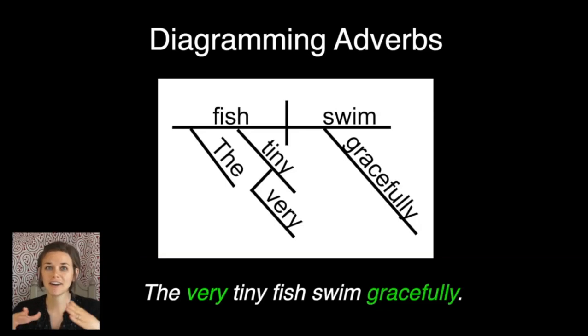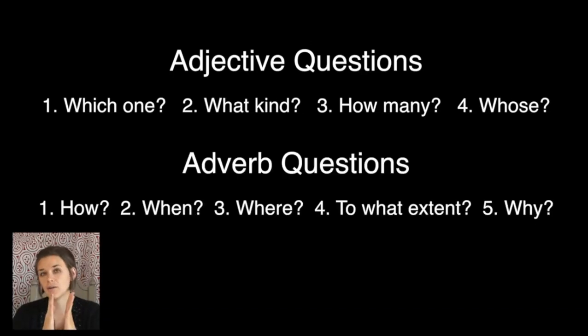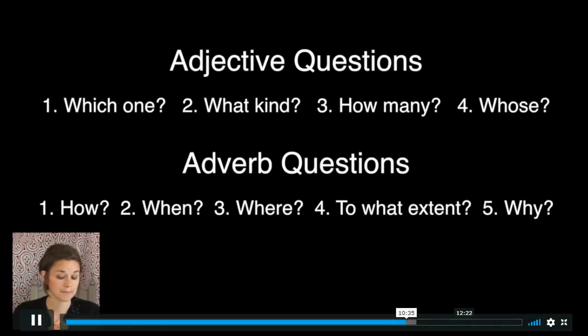You can see now, as we looked at that example sentence, how important it is to have your adverb and your adjective questions memorized. So if you don't have that done yet, really focus on that and try to make that a priority over the next few days. The adjective questions are which one, what kind, how many, and whose. The adverb questions are how, when, where, to what extent, and why.